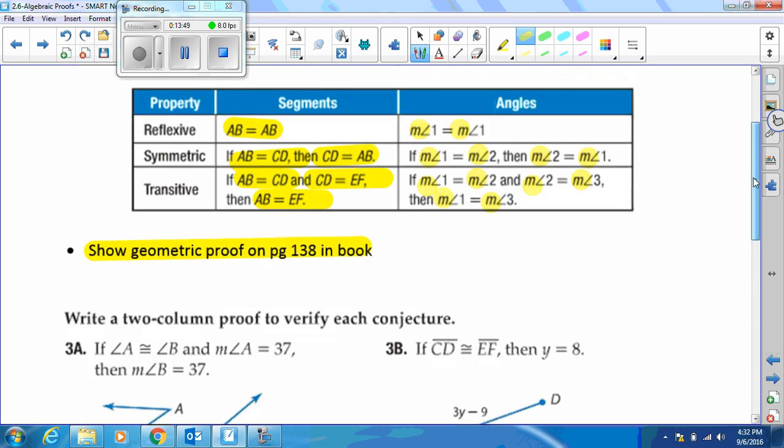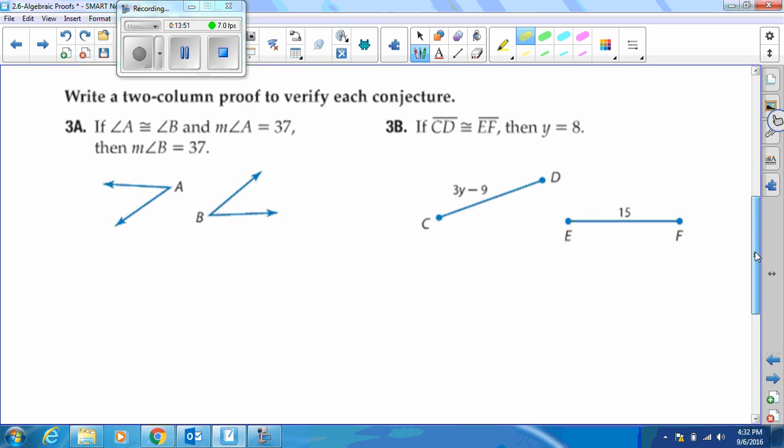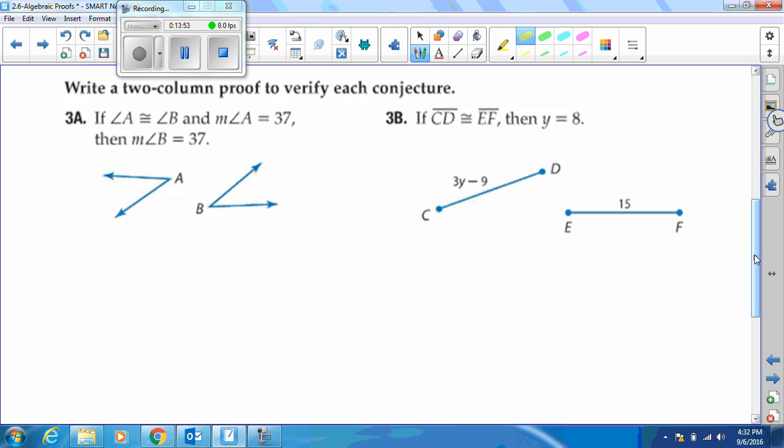Okay, so we're going to practice 2 of these together. So we're going to write a 2-column proof to verify each conjecture. So we're going to start and do 3A. So we're just going to set up 2 columns in here. So let's go ahead and do that. And head back up to the front. Hopefully you can hear me.